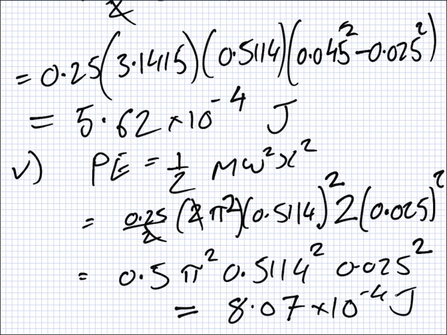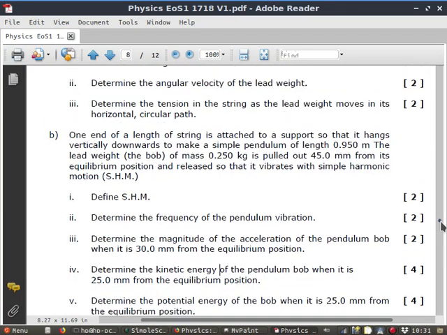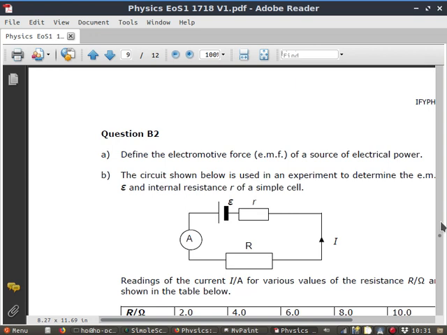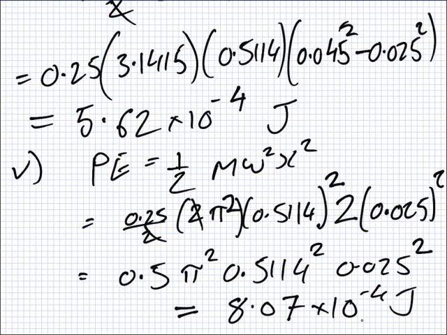Okay, next part. Question 2. So let me see. Right. So the last one is 25 millimeter. Okay. Number 2.